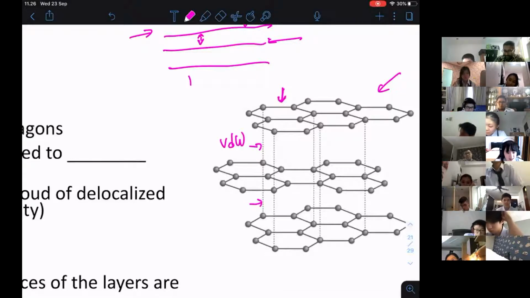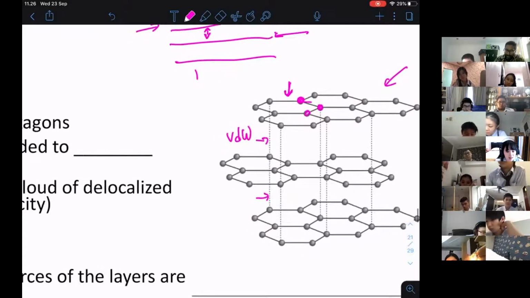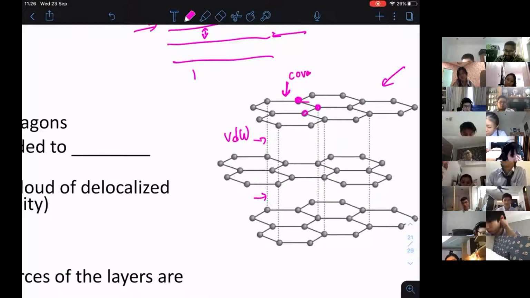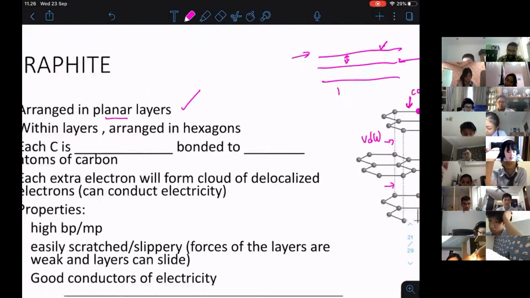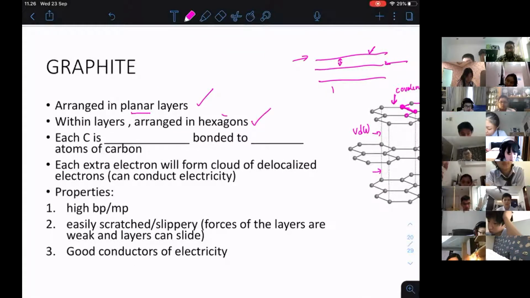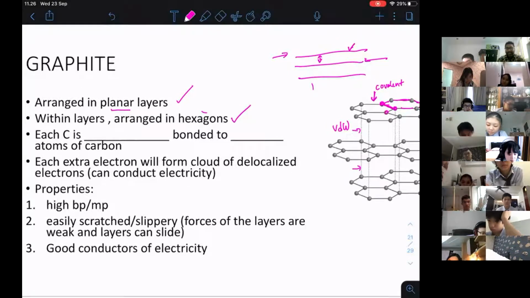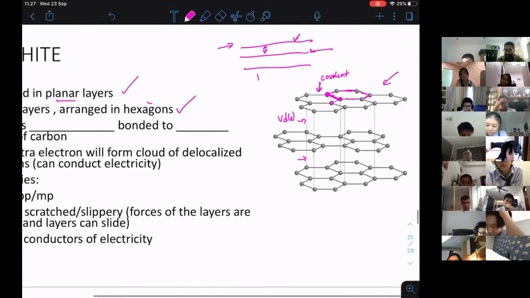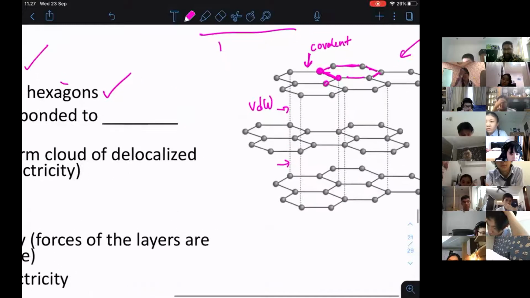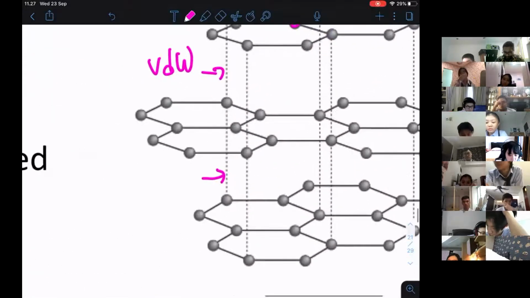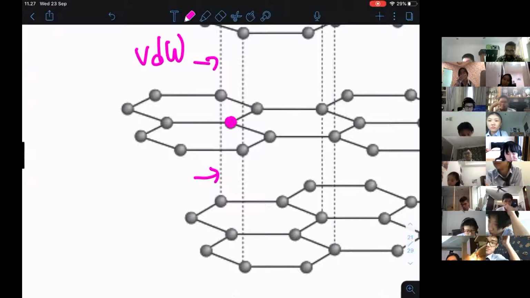Here, each of them, this is carbon, carbon, carbon. Each of them has covalent bonding. You can see that they are arranged in hexagonal shape. That's why they say they are arranged in layers, arranged in hexagon. But let's look at this question. Each carbon is bonded to how many atoms of carbon? If I look over here, how many atoms of carbon, Megan? One atom of carbon. How many atoms of carbon?